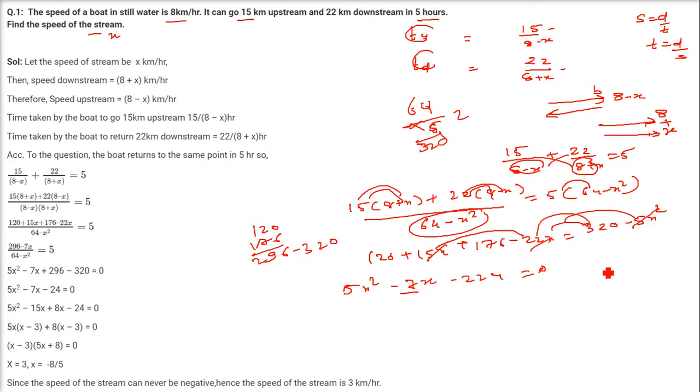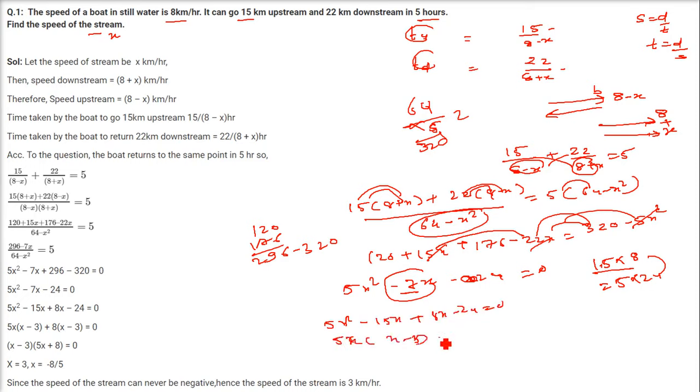So now we can write 7 as 15 minus 8 because this is 24. Because 15 into 8 is also equal to 5 into 24. They both are the same. So we want minus 7, so we can use 15 and 8, because the products 15 into 8 and 5 into 24 are equal. 5x square minus 15x plus 8x minus 24 equal to 0. We are taking 5x common here, so it will be x minus 3. We are taking 8 common here, so x minus 3 equal to 0. So we get 5x plus 8 and x minus 3 equal to 0.